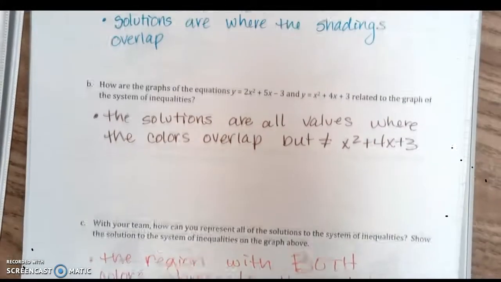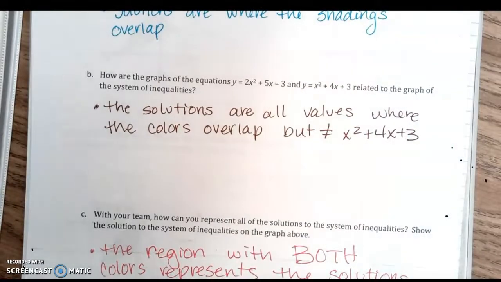Part B says, how are the graphs of the equations y equals 2x squared plus 5x minus 3 and y equals x squared plus 4x plus 3 related to the graph of the system of inequalities? It says the solutions are all values where the colors overlap, but not exactly equal to the x squared plus 4x plus 3.